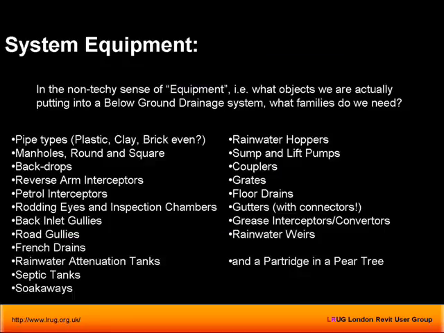The other part is, what equipment do we need to make a full underground drainage system? This is a brain dump. I just wrote these down straight off the top of my head as things that you would need to do a full rainwater or foul drainage system. And as you can see, there's quite a lot of it. This is just the object types. There will be multiple versions of each of these types. For example, manholes round and square, I'll put in there as a single instance. There are all sorts of manhole types, round, square, deep, backdrop, what have you. That is a lot of stuff.